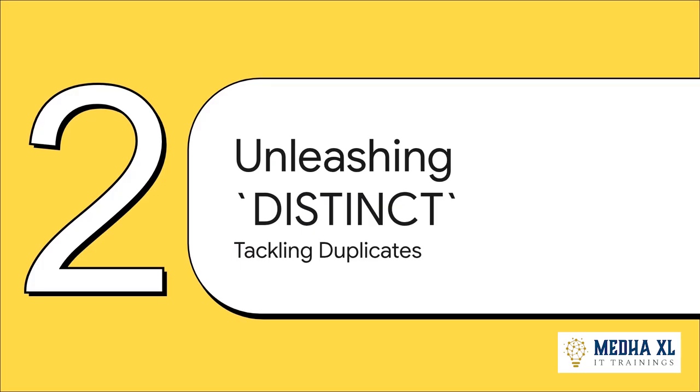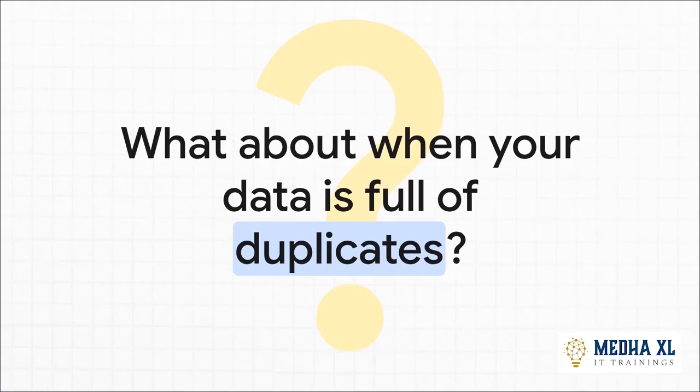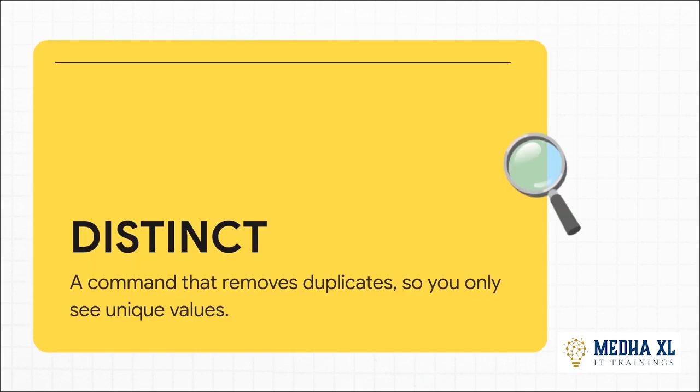All right, so we've tackled the chaos. Our data is nice and organized. But what about the next big headache? All that repetitive noise. You've definitely seen this before. Let's say you just want a simple list of all the different job titles in your company. But when you query that role column, you get this huge, messy list with developer, analyst, developer, developer, analyst repeated over and over and over. It's just noise. And for that, we have DISTINCT.